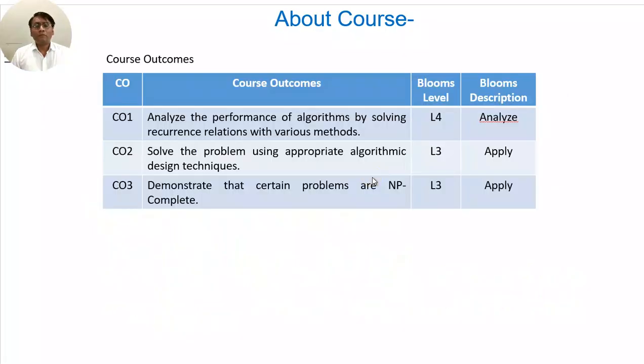These are the course outcomes of design and analysis of algorithm. The first, CO1: analyze the performance of algorithm by solving recurrence relation with various methods. CO2: solve the problem using appropriate algorithmic design technique. CO3: demonstrate that certain problems are NP complete.